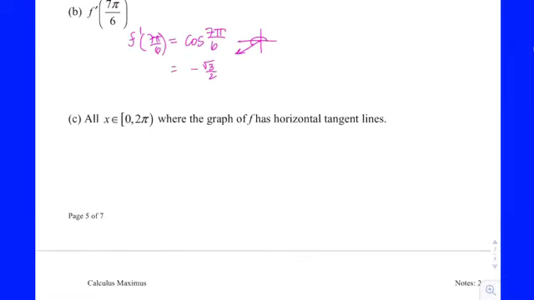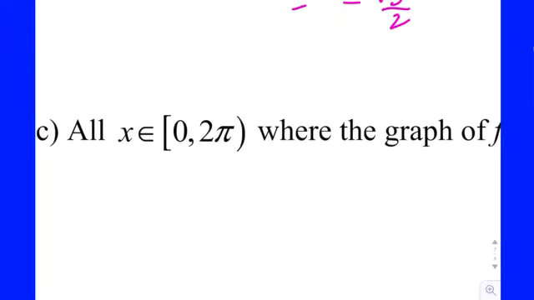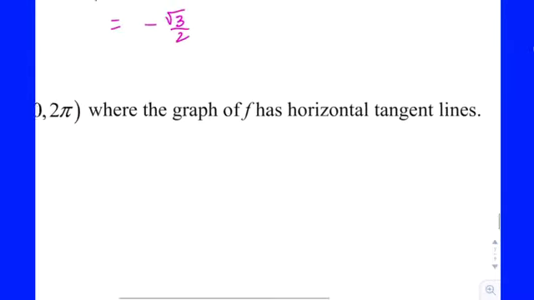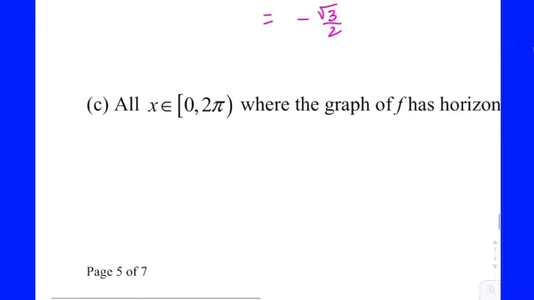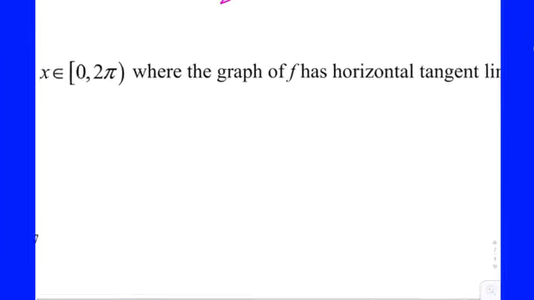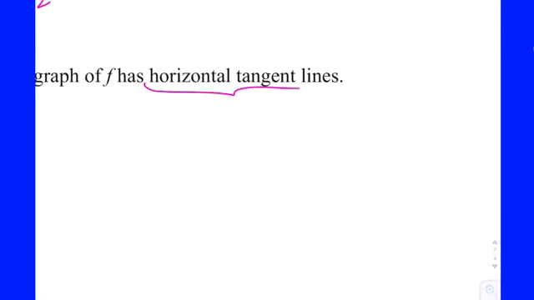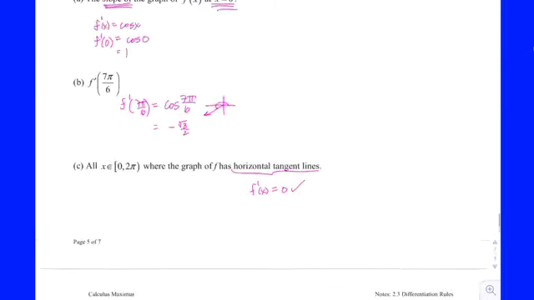Okay, very good. And then it says, for all x in the half-open interval from 0 inclusive up to 2 pi non-inclusive, where the graph has horizontal tangent lines that we're trying to find. So working backwards from where we need to be, a horizontal tangent line, how does that relate to a derivative? That's the zero slope. So we want f prime of x to equal 0. So if you just say f prime of x equals 0, you've earned a check on a free response.